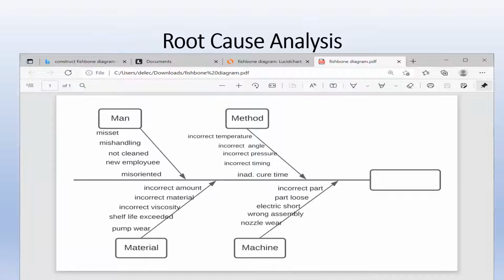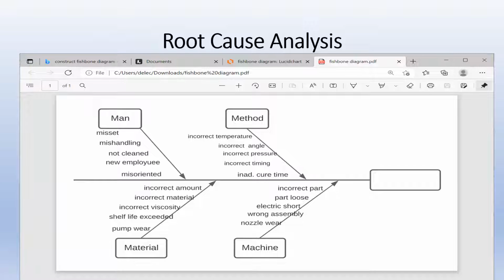To do a root cause analysis, let's see what's going on. What could possibly be happening? Okay, we're going to use a fishbone diagram to do that. There are 4 different areas of problem. There'll be the man, the method, the material, and the machine. All right, for human error, it could be misset, mishandled, not cleaned, new employee, all right, and misoriented.